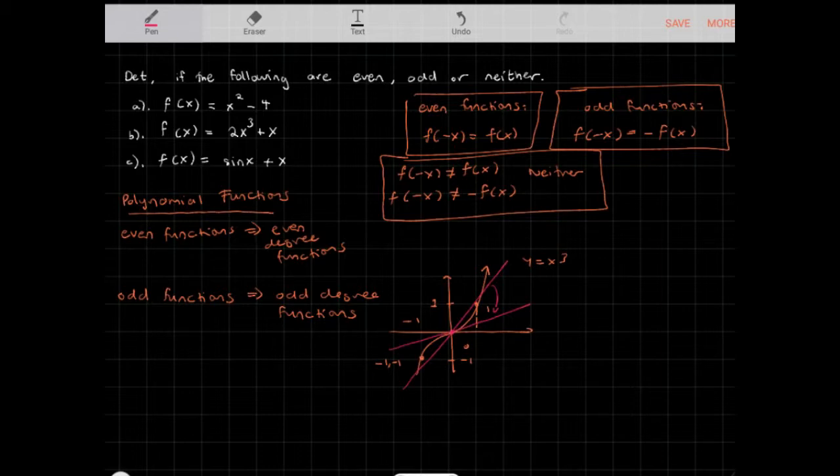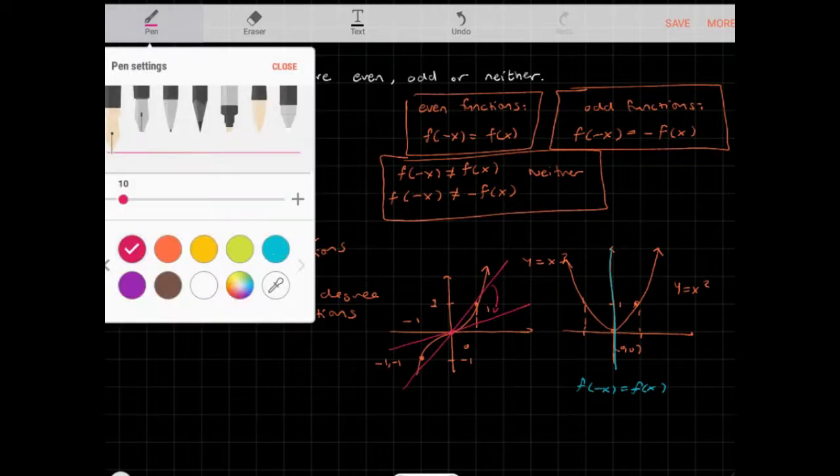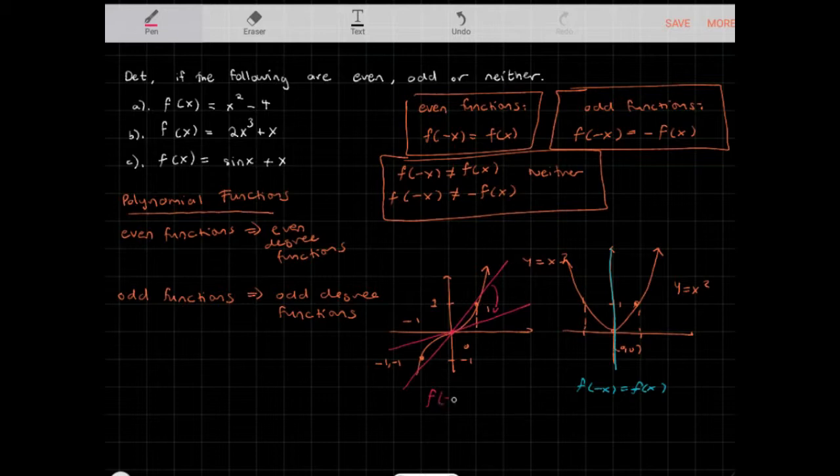Now, an even degree function, on the other hand. Let me draw a quadratic function really quickly, not drawn to scale. It's y equals x squared. We can notice here that there is a line of symmetry along the y-axis. So in this case, f of negative x is equal to f of x. And for odd functions, f of negative x is equal to negative f of x. That's basically what they are as a function.